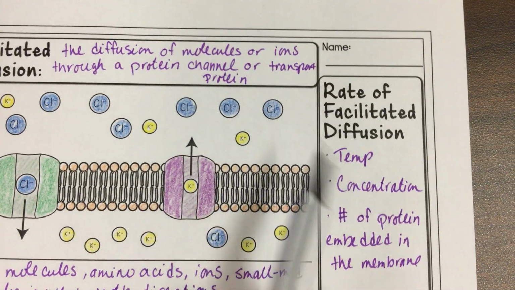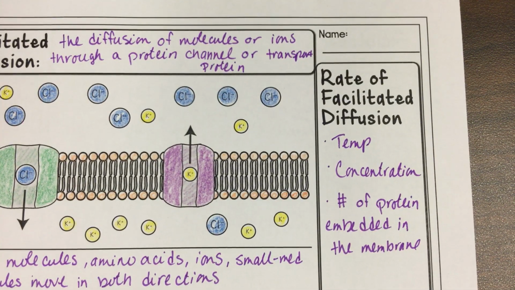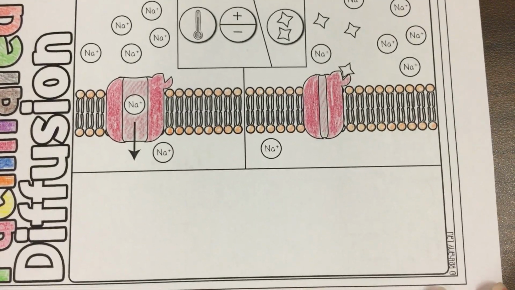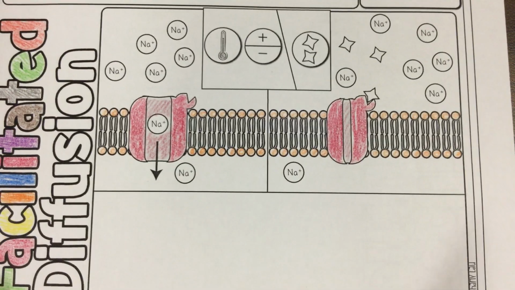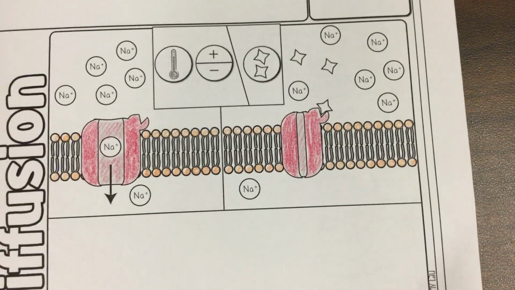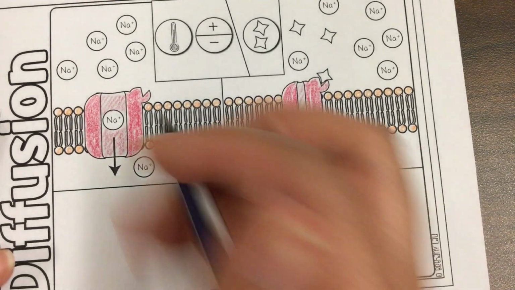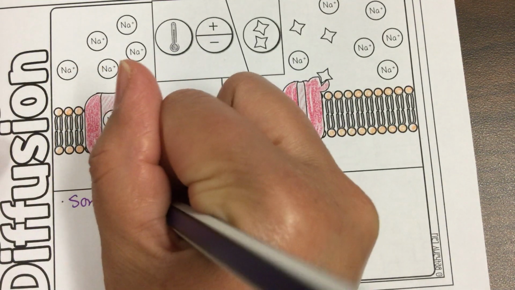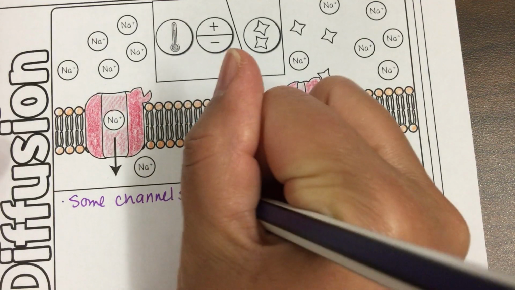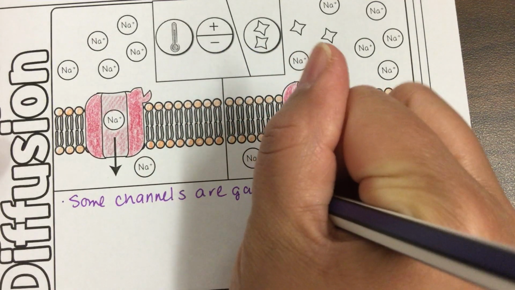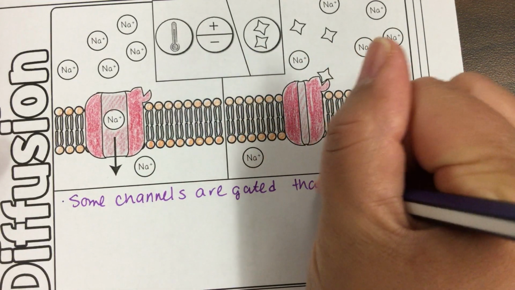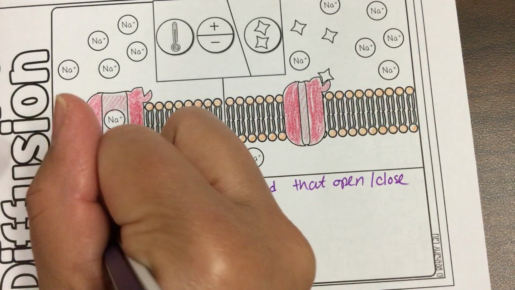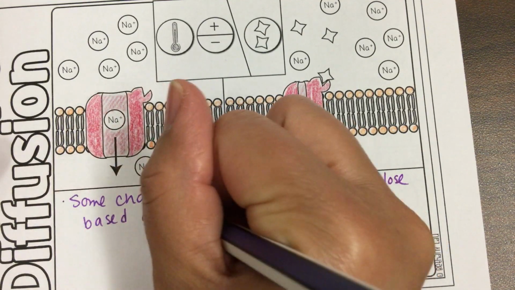I said up here that we could have transport proteins. What are those? So I'm going to come down here and look. We have some that are gated. Again, I realize I forgot to color my diffusion and my molecules here. So we have some channels that are gated, that open and close based on concentration.